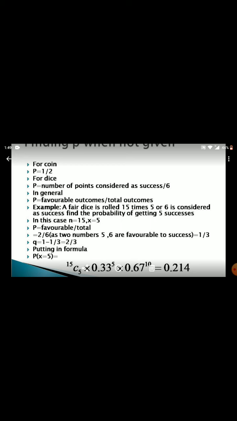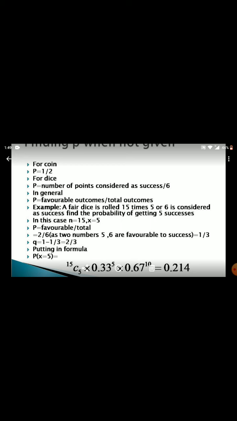Find the probability of getting 5 successes. So X is the number of successes for which you have to find the probability, X is equal to 5. In this case, N is equal to 15, P is equal to 2 by 6, because two numbers, 5 or 6, are taken. Two numbers are favorable and there are total 6 numbers. So P is equal to 2 by 6, that is equal to 1 by 3.